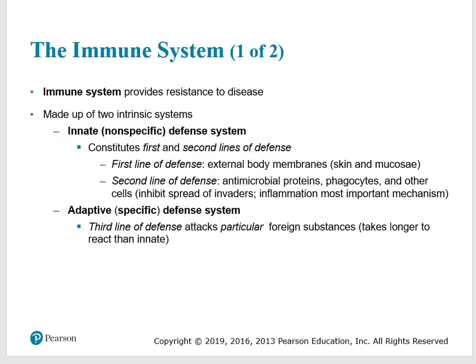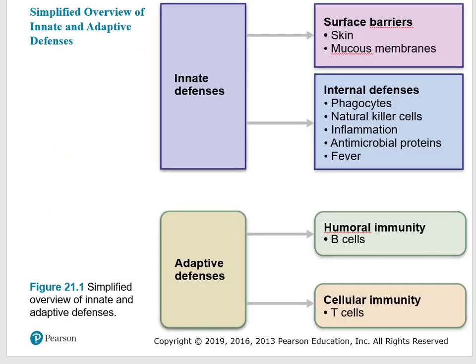There are two distinct groups. One is called innate or non-specific immune defense system, and the other one is adaptive. Now, the difference between these two systems is how specific the attack is towards the antigens. How specific should the antigen be in order for our immune system to protect us?